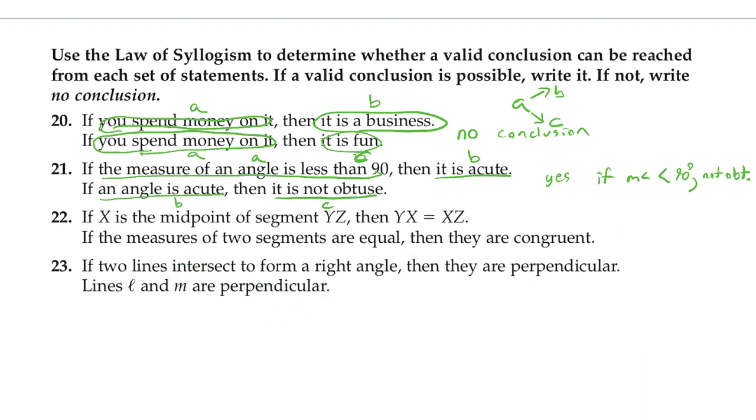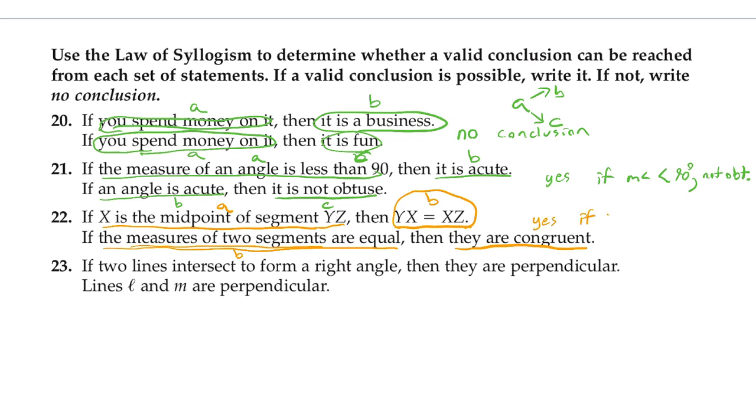Okay. Let's do another one. If X is the midpoint of a segment, let's switch colors because we're doing so much here. So let's call this A, and then YZ. Then this is true, that's B: YX equals XZ. If the measures of two segments are equal, see, they worded it differently, but look at that. The lengths of the two segments are equal. So they did it cleverly. It's like a sort of B, the same but phrased differently. Then they are congruent.